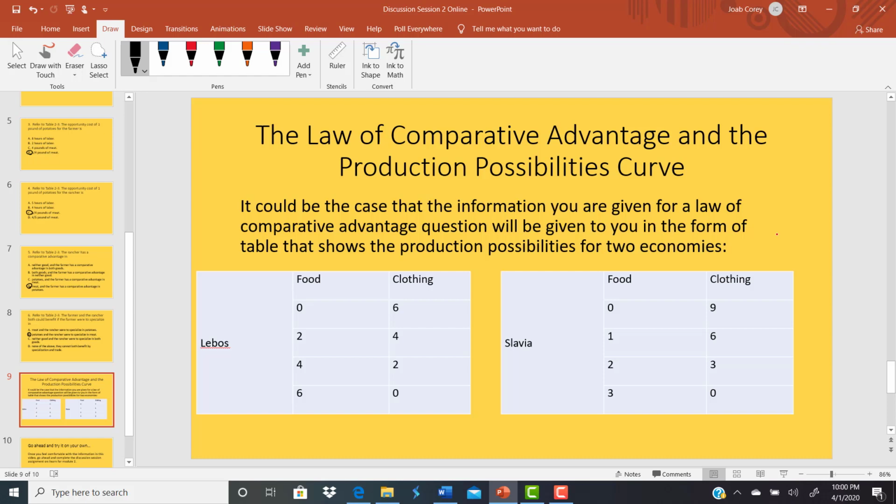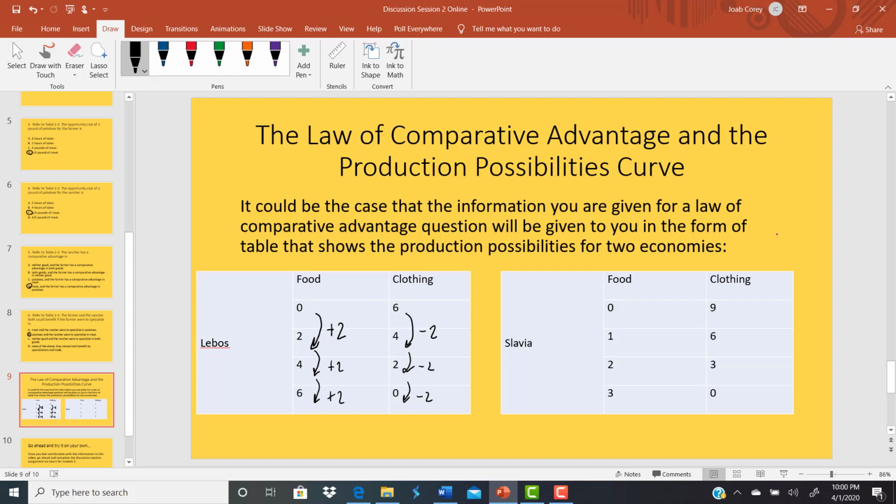Right? So this first economy, Libos, if they devote all their resources to clothing, they can produce 6 units of clothing but no food. If they start taking units away from clothing to produce food, it happens at a rate of producing 2 more units of food means a 2-unit reduction in clothing. In other words, when Libos goes to produce food, if they're adding 2 units of food, then they're giving up 2 units of clothing. And as you can see, that's the same all the way down. So as they add 2 units of food, they're giving up 2 units of clothing, no matter where they are on the production possibilities curve. That's what we call a constant opportunity cost PPC, right?